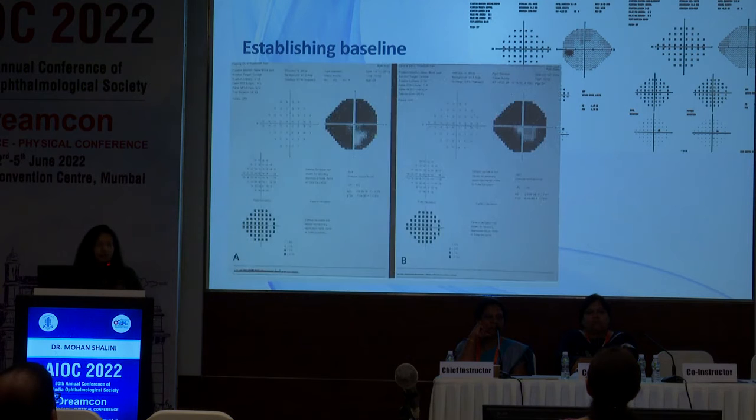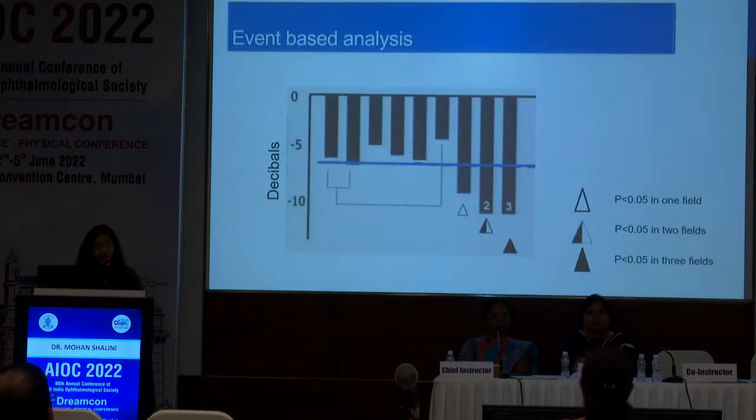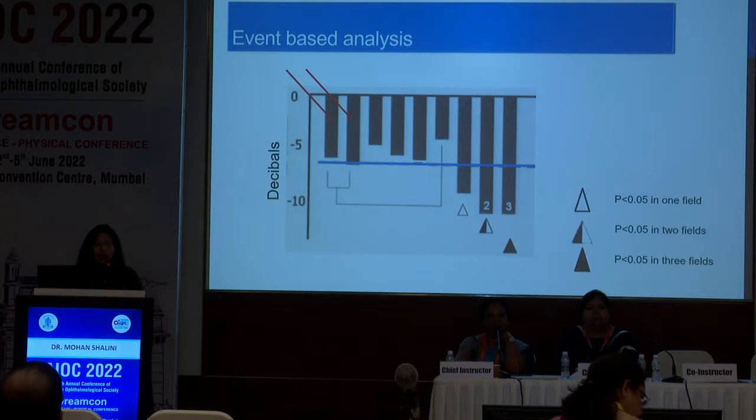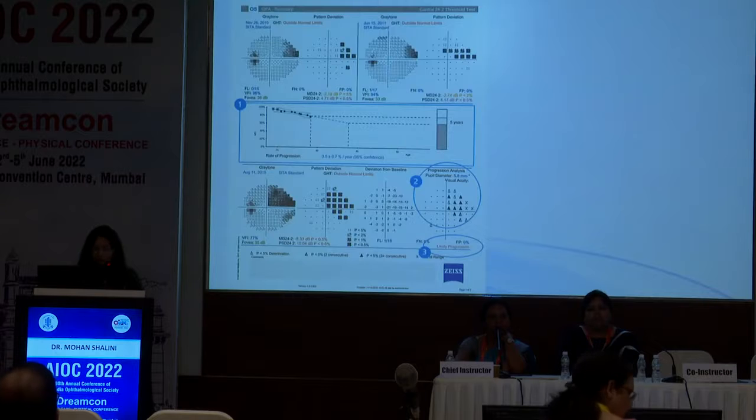That means the patient should have 2 consecutive visual fields which should be extremely reliable, and then only we can compare from these baseline visual fields to other visual fields, and then only we can say that yes, the patient has progressed. So this is about the event-based analysis, where these are the first 2 baseline visual fields by which the rest of the fields are being compared.